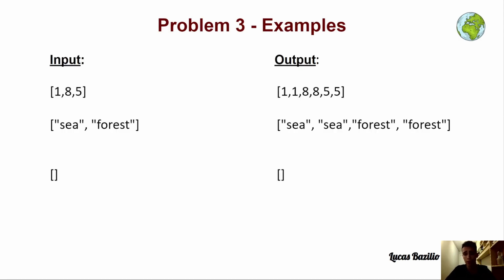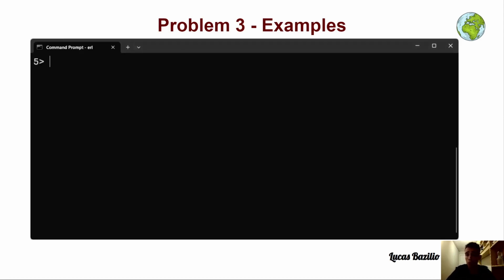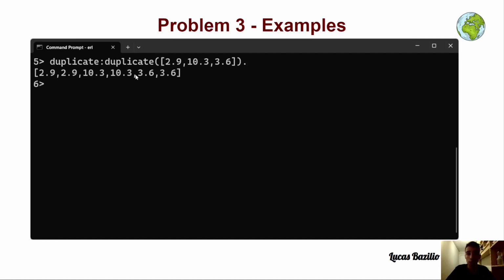So with this, we verify that this function is working right, and in fact here we can try with any other possible list. Remember that we can have a list of any type. I can have a list of floats, for instance 2.9, 10.3, and 3.6, right? So if I have this input list of real numbers, of floating point values, here we can see the duplicated list.